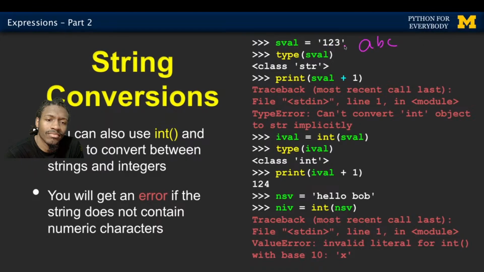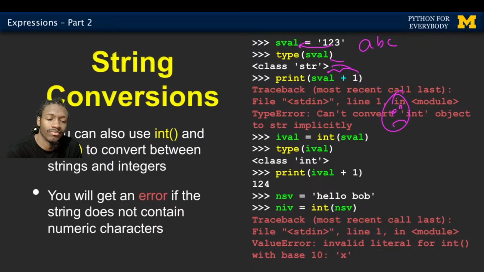So 1, 2, 3 are the first 3 characters. So we take this string constant, we put it in there, and we say, okay, what kind of thing is in there? It's a string. And if we try to add 1 to it, as we saw before, you add a string and an integer, and Python gets really unhappy. Can't convert int object to string implicitly.